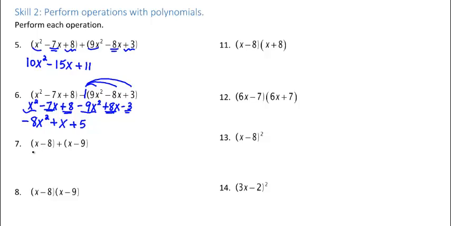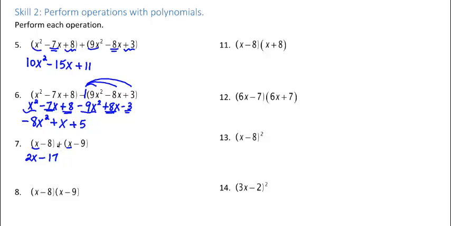Number 7 is x minus 8 plus x minus 9. So combining like terms, we just have x plus x, which is 2x, and negative 8 minus 9 is a negative 17. And I know you'd be thinking that one was really easy, but I want you to see the difference between number 7 and number 8.